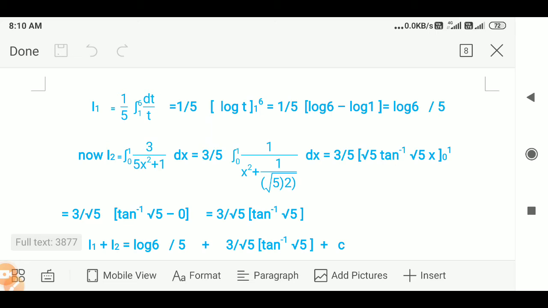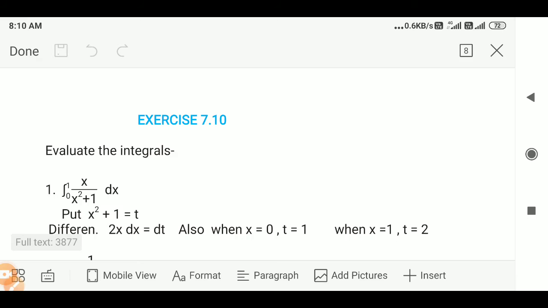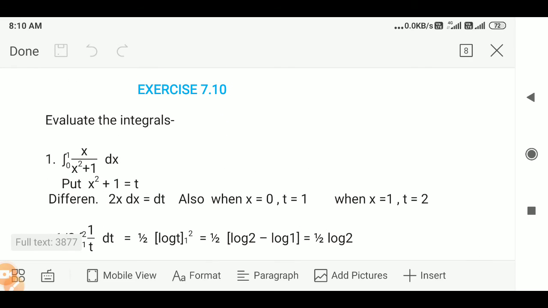Now the result is I1 plus I2. So I1 is from above log 6 upon 5 and plus I2. I2 is 3 upon root 5 tan inverse root 5 plus C. This will be the result. Now your exercise, you have to complete these questions. Now there is another exercise of similar type, that is exercise 7.10.